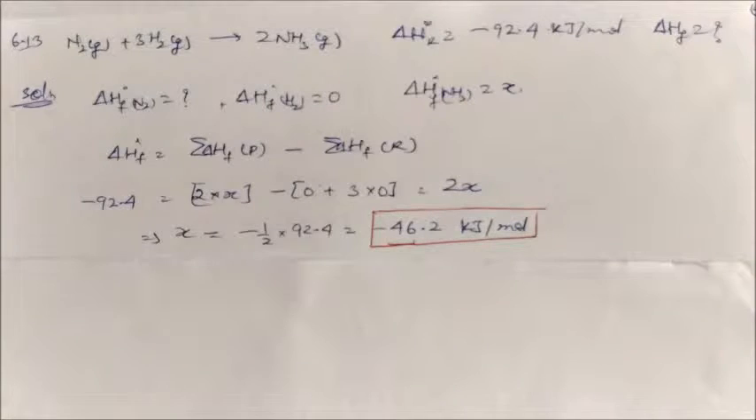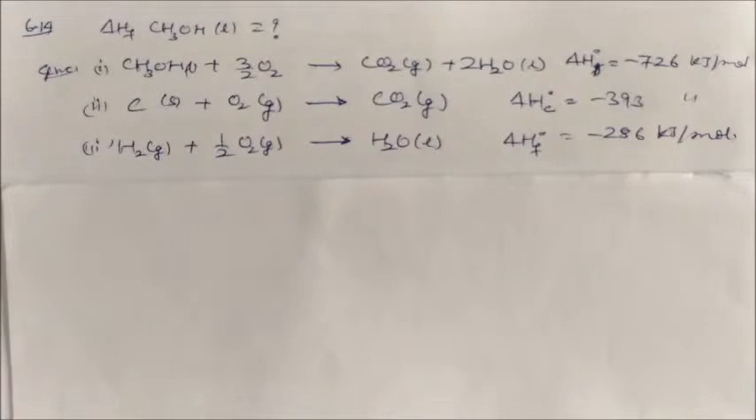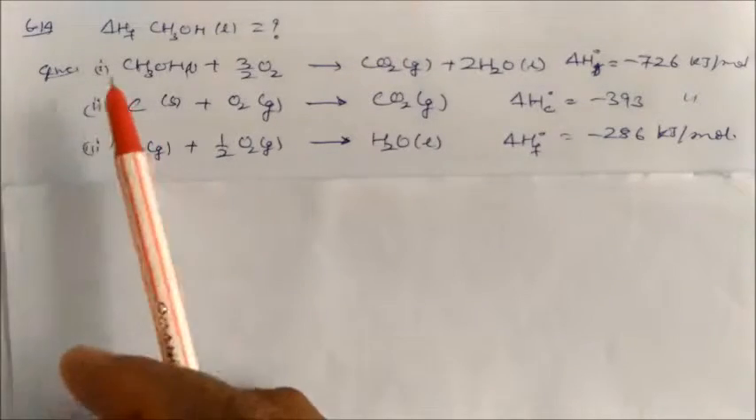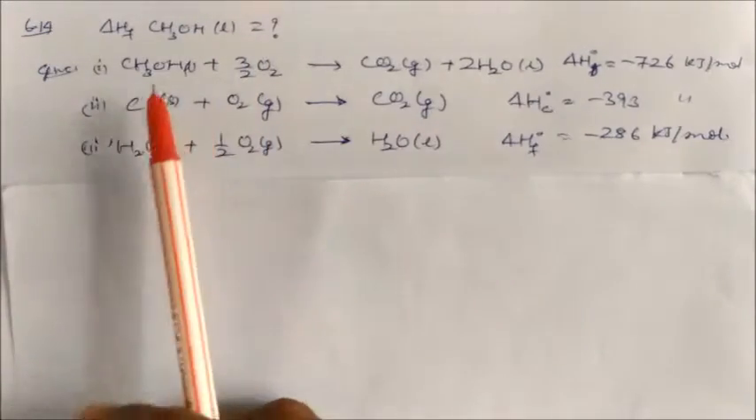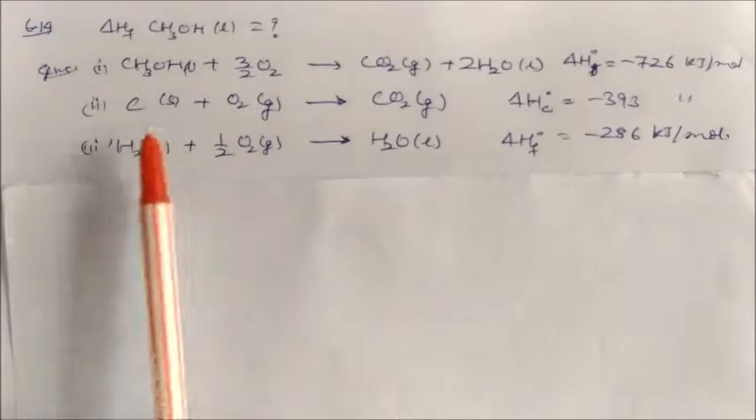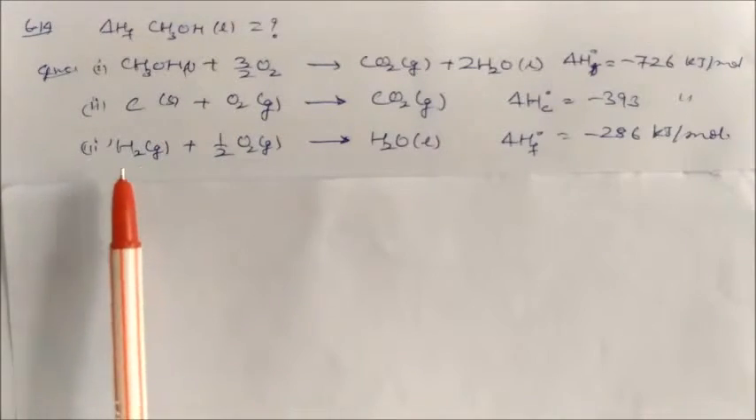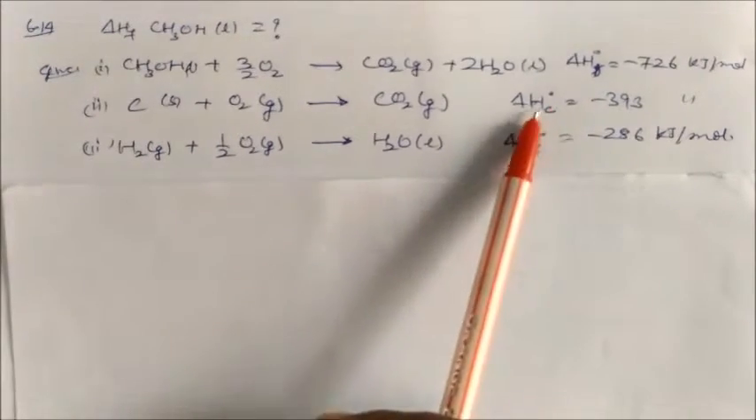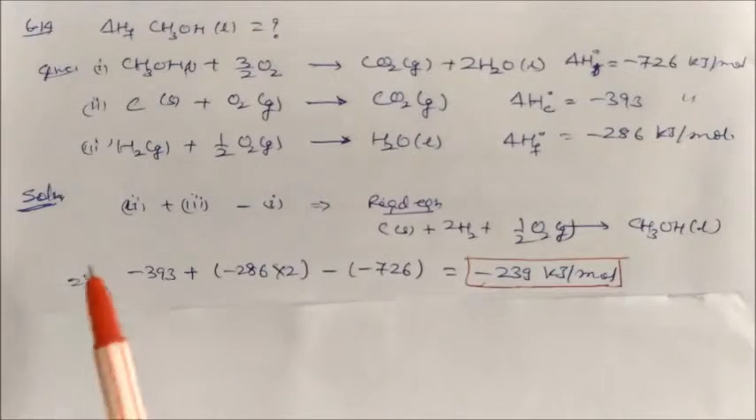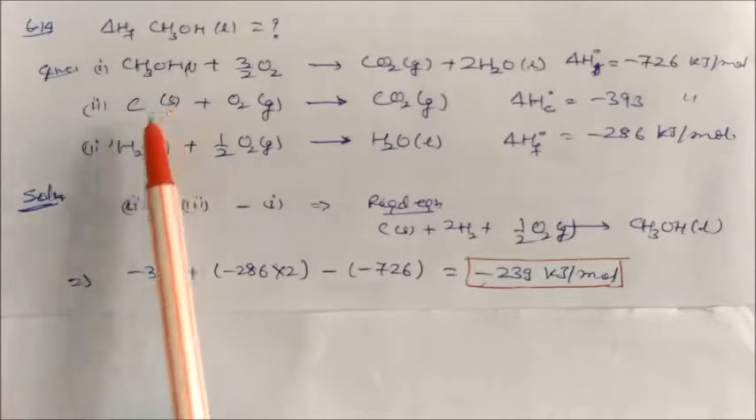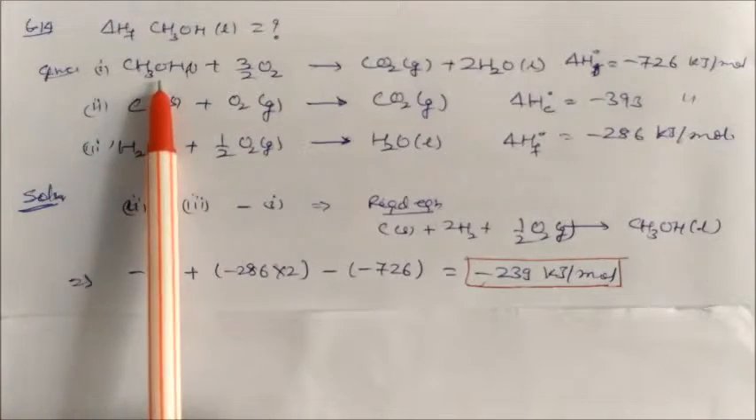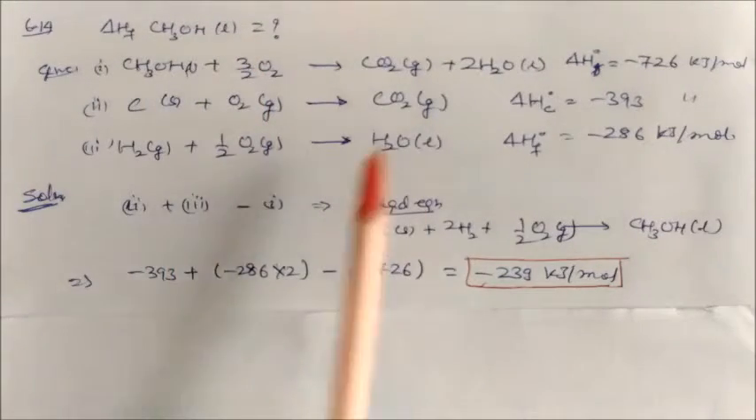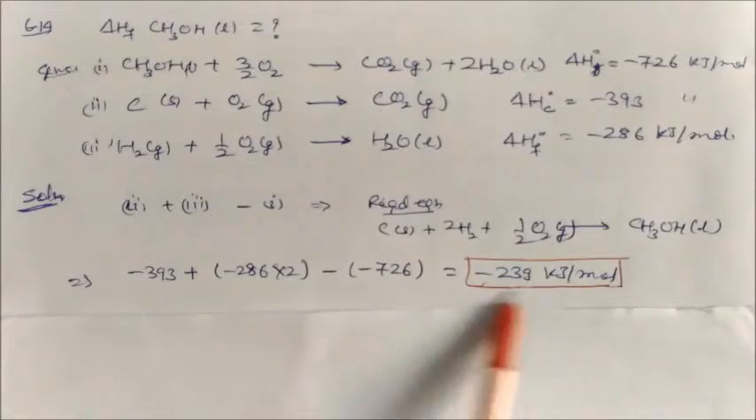We have been given heat of formation of methanol. We have to find it out, and these are the 3 reactions. This is the combustion reaction of methanol, combustion reaction of carbon, and again combustion of hydrogen. So 3 are given over here. So what we will do? We will take 2 and 3, add them, and subtract 1. Why subtract? Because we have to find the heat of formation of methanol. So on solving, you will get this as our answer.